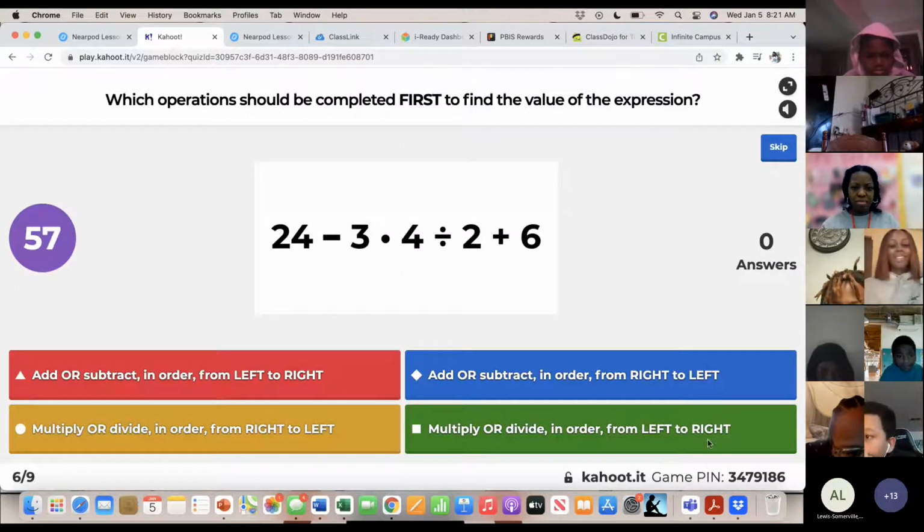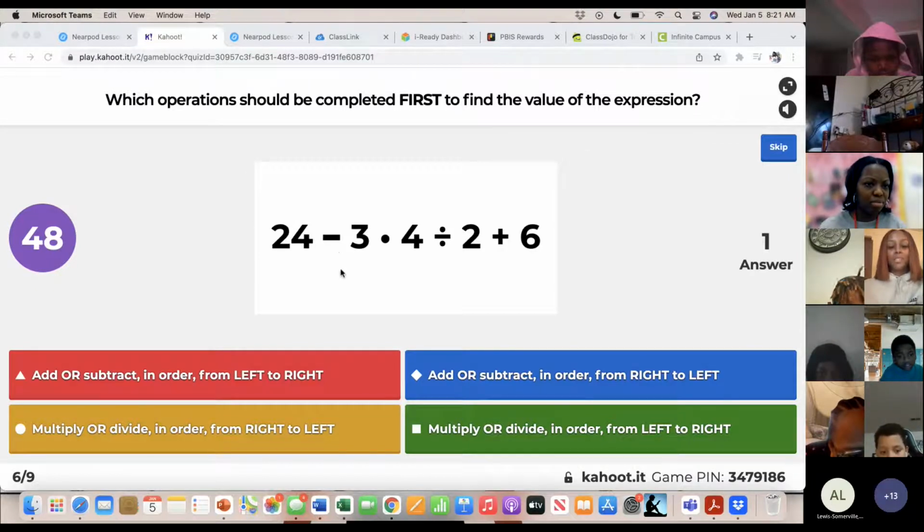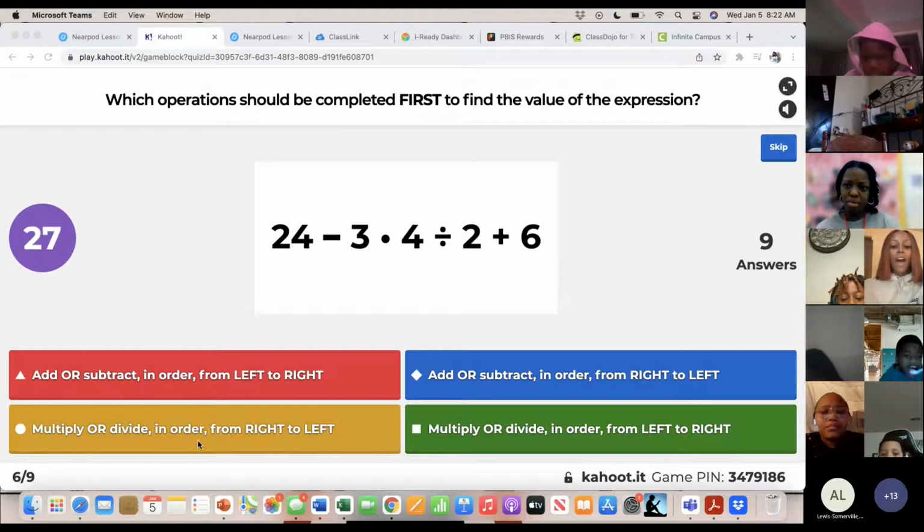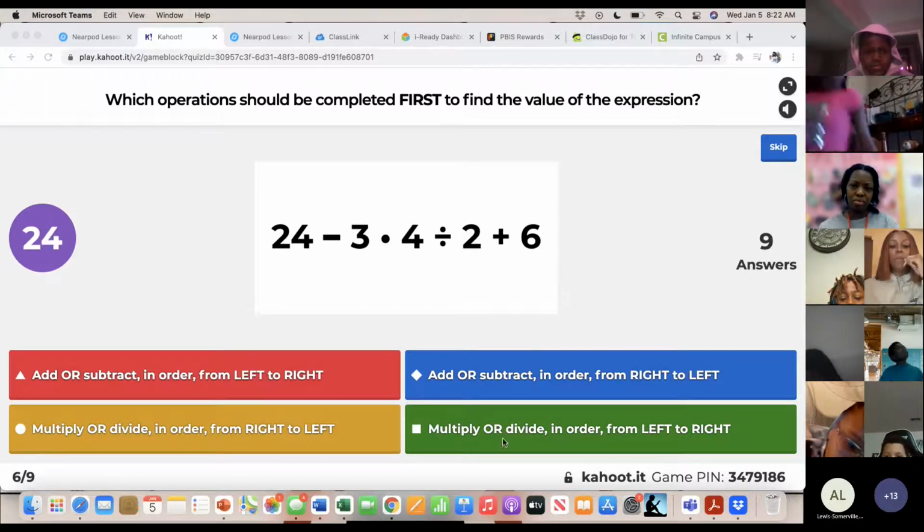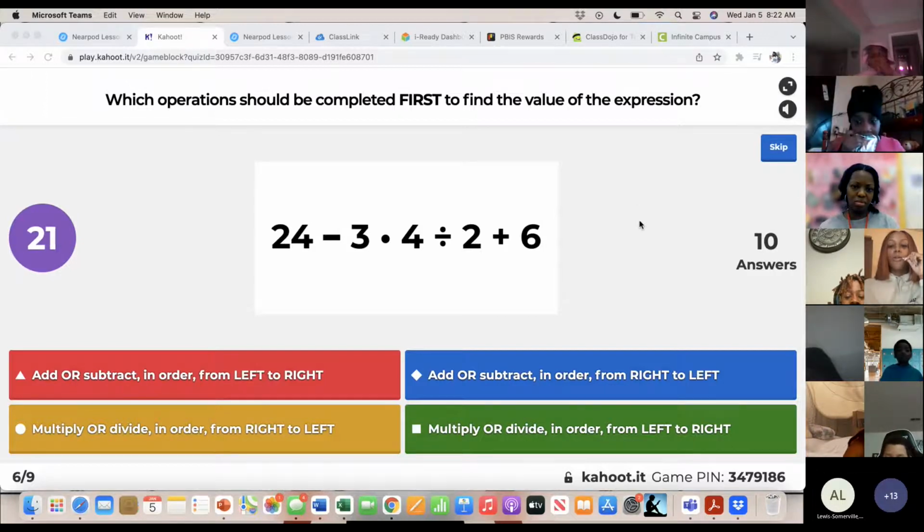Everybody, this is where we start getting a little tricky. Which operation should be completed first to find the value of the expression? So we got 24 subtract 3 times 4 divided by 2 plus 6. Will you add or subtract in order from left to right? Would you add or subtract in order from right to left? Would you multiply or divide in order from left to right, or from right to left? Which one should be done first? Which operation are you going to solve for first?